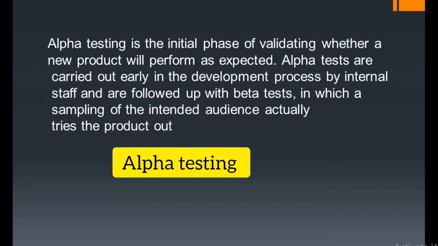What is alpha testing? Alpha testing is the initial phase of validating whether a new product will perform as expected. At the time of deployment of a software, the client does a testing which is alpha testing. The next testing is beta testing, which is simply when the client shows a beta version to viewers and users, who comment with their reviews about the software. That is beta testing.